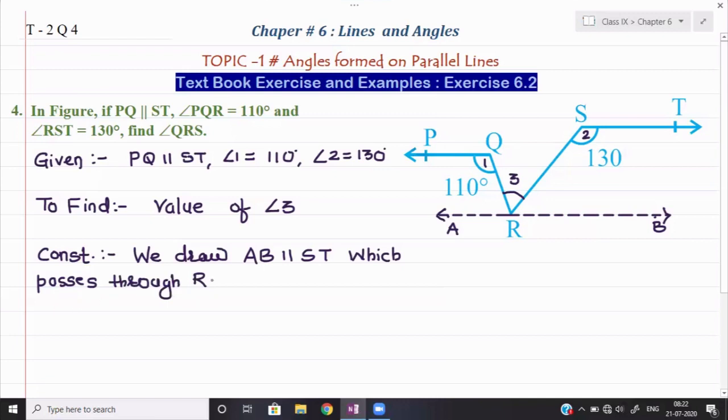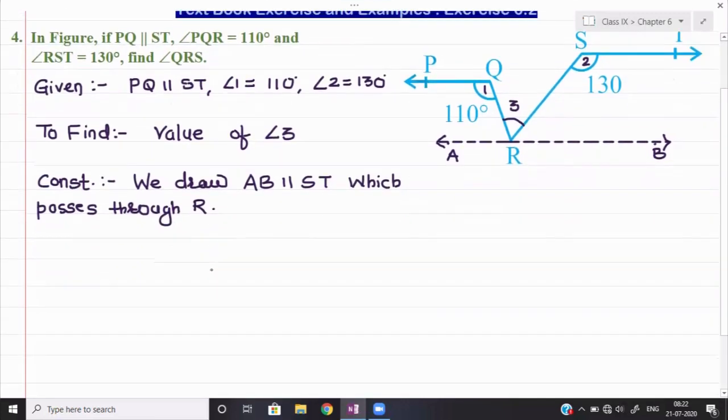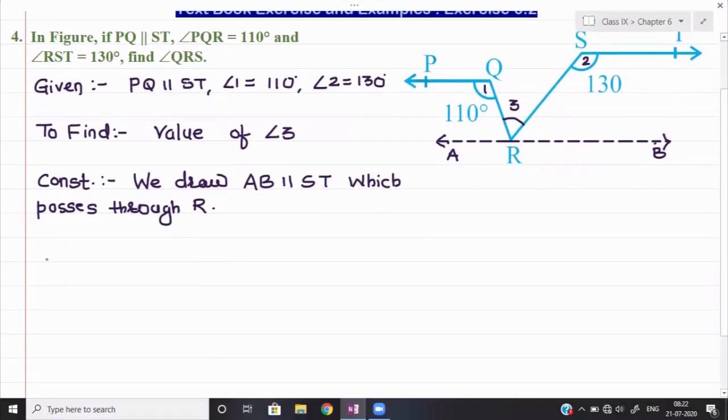Now let us start the solution of this question. First, in the solution, I will give some more names over here. For example, this angle I am calling angle number 4, and if required, on either side also we shall give it a name.